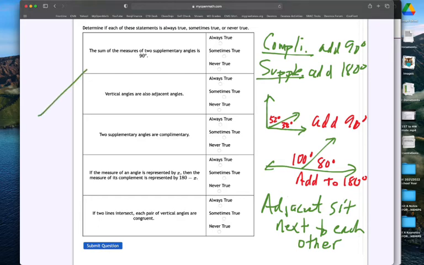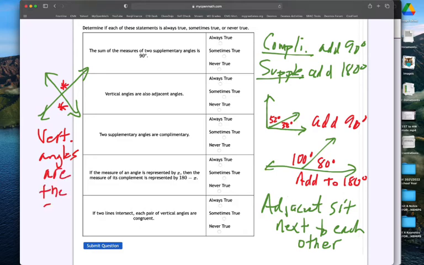So the last thing that we need to talk about here are angles that are called vertical angles. When we have two lines intersecting each other right there, these two angles right here are called vertical angles. They sit across from each other. And vertical angles are the same. In other words, they're exactly the same size, which means they're congruent to each other.